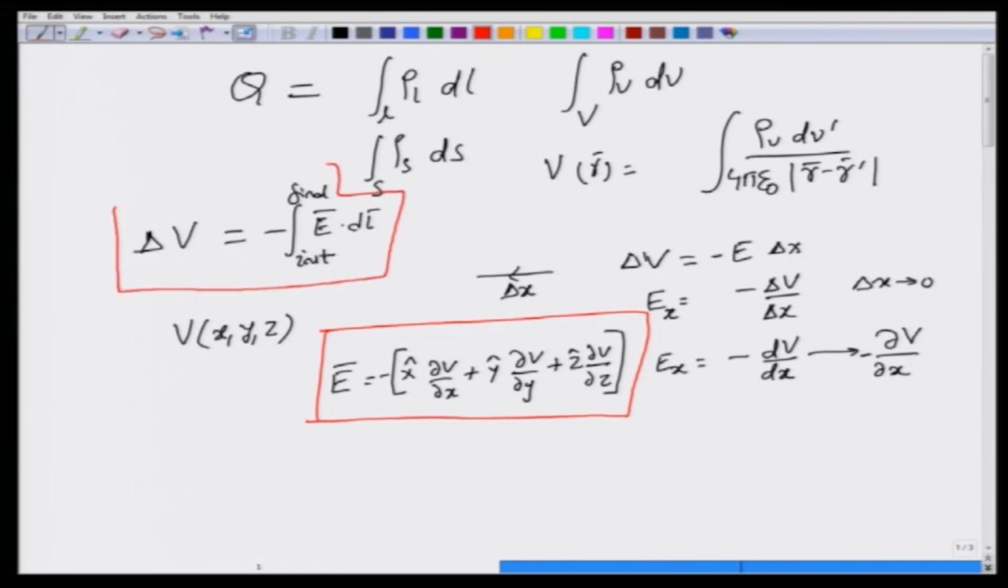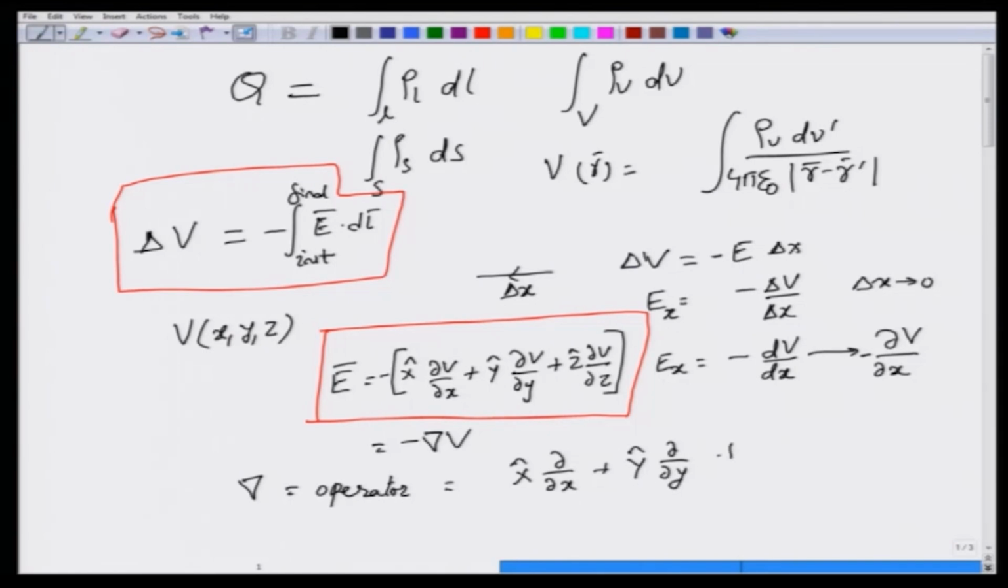In this expression I have managed to invert the integral relationship. The integral relationship would give me the potential difference given the electric field. In this expression, I know the potential function, and from there I am extracting the electric field. The quantity on the right hand side is more commonly expressed as minus gradient V, where gradient is an operator defined as x hat del by del x plus y hat del by del y plus z hat del by del z. Why am I saying that del is an operator? Because del by itself, if I write it like this, has no meaning.